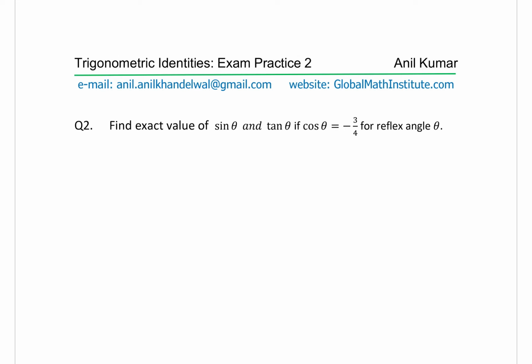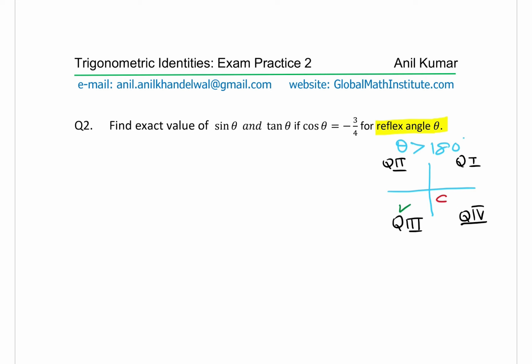Now what does it mean? We are saying reflex angle theta. Reflex angle theta means that the angle theta is greater than 180 degrees, correct? So that means that we are talking about the third quadrant. So if you are in the third quadrant, this is quadrant 1 for you, this is quadrant 2, quadrant 3, and quadrant 4. Then you can apply the CAST rule.